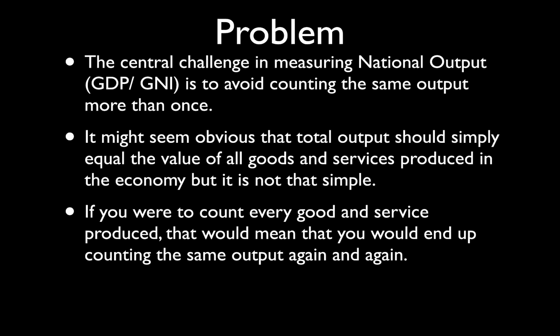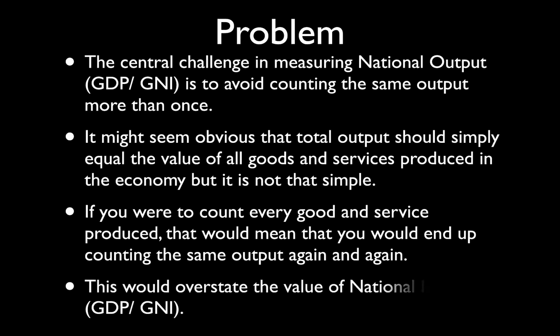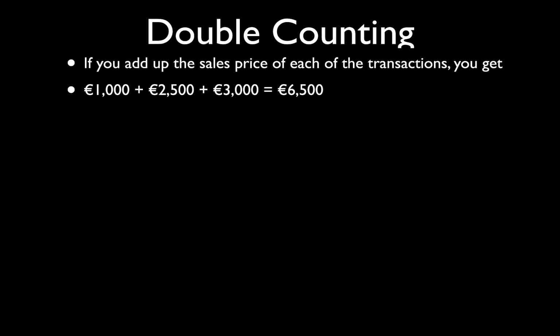If you were to do this, okay, that means you would end up counting the same output a number of times, which would overstate the value of national income. So, I cut down wood and sold it for 1,000. Duffy sanded it and sold it for 2,500, and my mate Skehan just sold it, right, for 3,000. So if we add up all of this, we get 6,500.